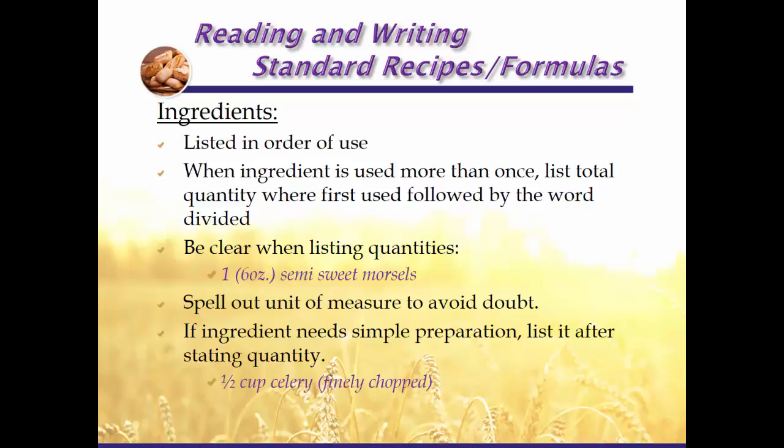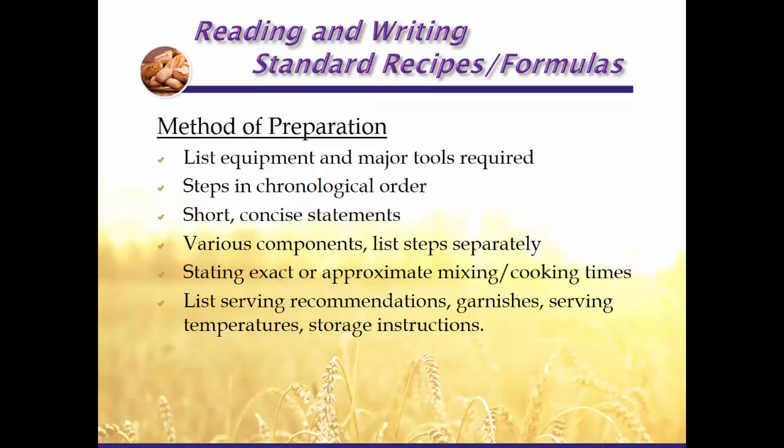Be clear when listing quantities, like 1 6-ounce package semi-sweet morsels. Spell out unit of measures to avoid any doubt. If the ingredient needs simple preparation, list it after stating the quantity, like a half a cup of celery, finely chopped. List all your equipment and the major tools required. List these steps in chronological order, in the order they're going to be used. Use short, concise statements. Keep it quick and to the point.